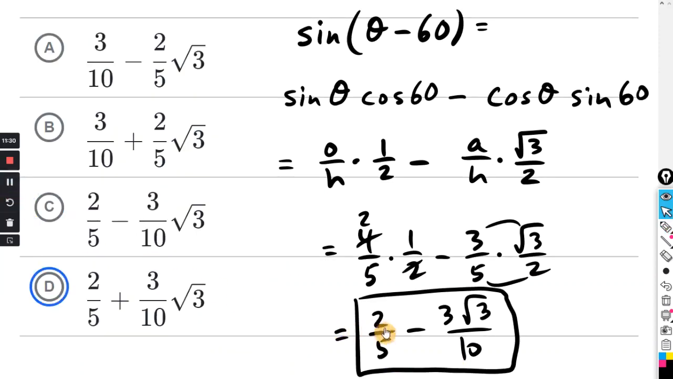All right, we have positive 2/5. So it's either C or D. Negative 3 radical 3 over 10. There you go. This radical 3, it's the same thing as if it were in the numerator when it's out front like that. So it's answer C.